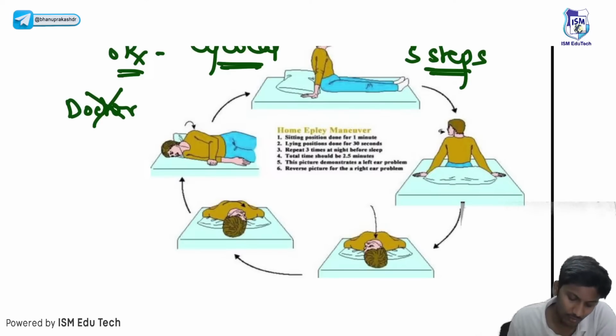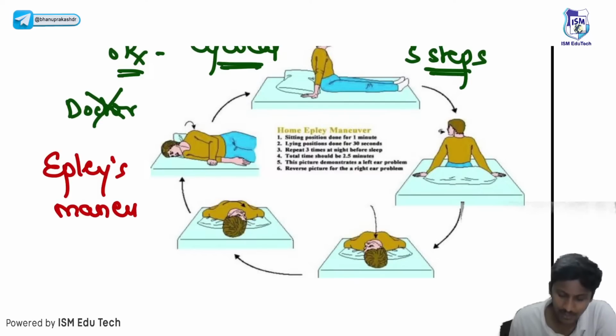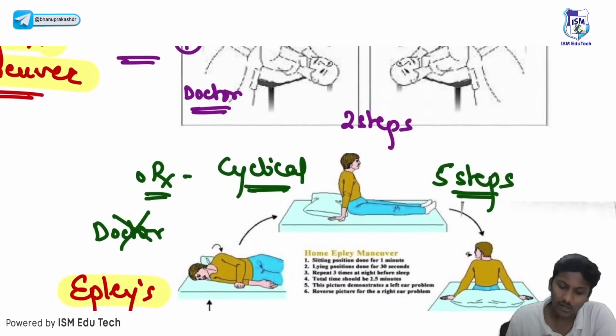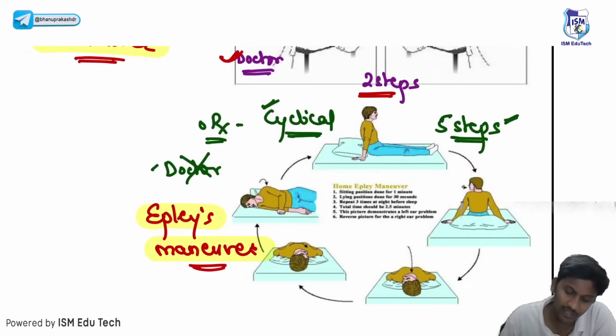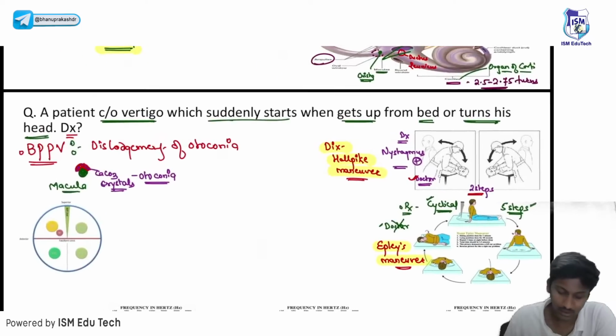This is the treatment maneuver for BPPV, known as the Epley's maneuver. So that is the difference, because in the image a lot of people get confused. So now you don't need to get confused. Diagnosis needs only 2 steps and a non-cyclical maneuver with the presence of a doctor. But treatment needs 5 steps, a cyclical maneuver without any doctor. That's the important thing.